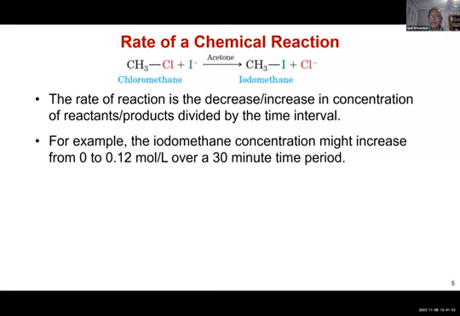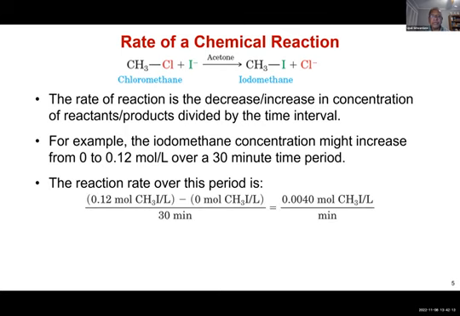For example, iodomethane concentration might increase from 0 to 0.12 mole per liter every 30 minutes. So the reaction rate over this period is the change in concentration of iodomethane divided by the time it took, 30 minutes. You get 0.0040 mole per liter per minute. That's the rate of reaction.